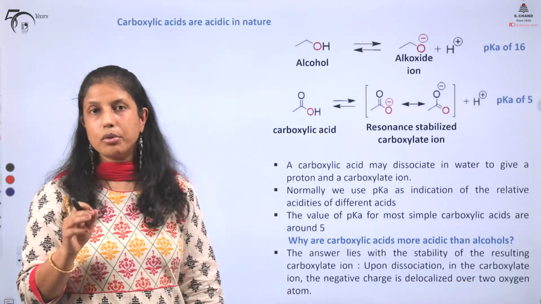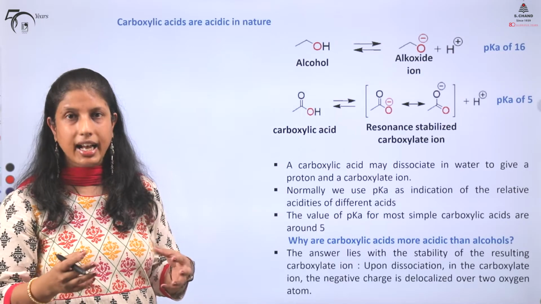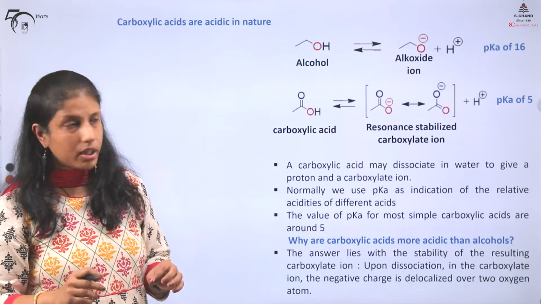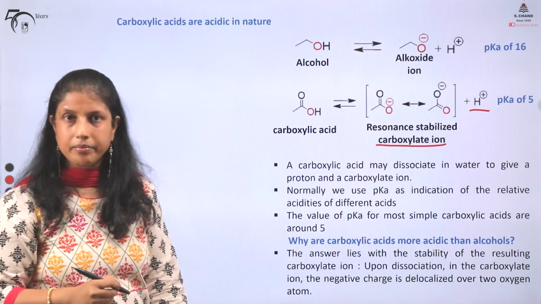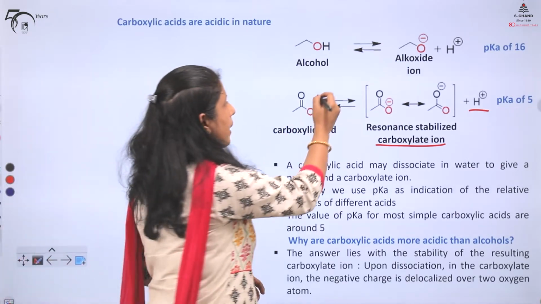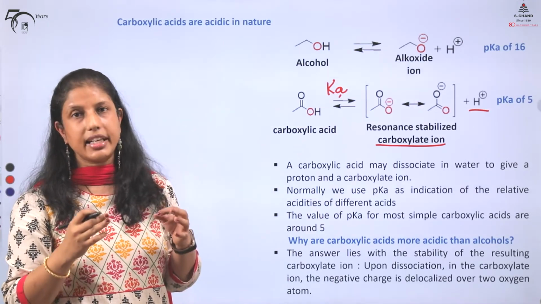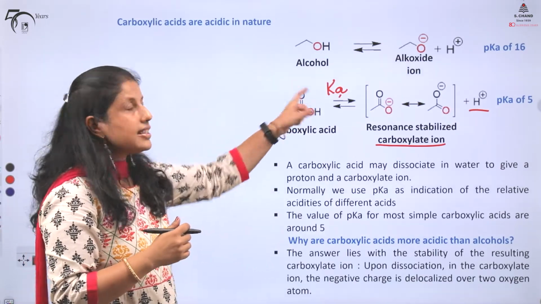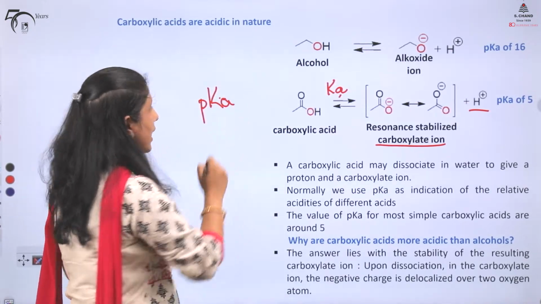Now we come to the most important property of our carboxylic acids, the reason we call them acids. A carboxylic acid dissociates in water to give a proton and a carboxylate ion. This reaction is an equilibrium reaction which is designated by an equilibrium constant Ka, which is known as the acid dissociation constant. Typically, we denote this acid dissociation constant with a pKa value.